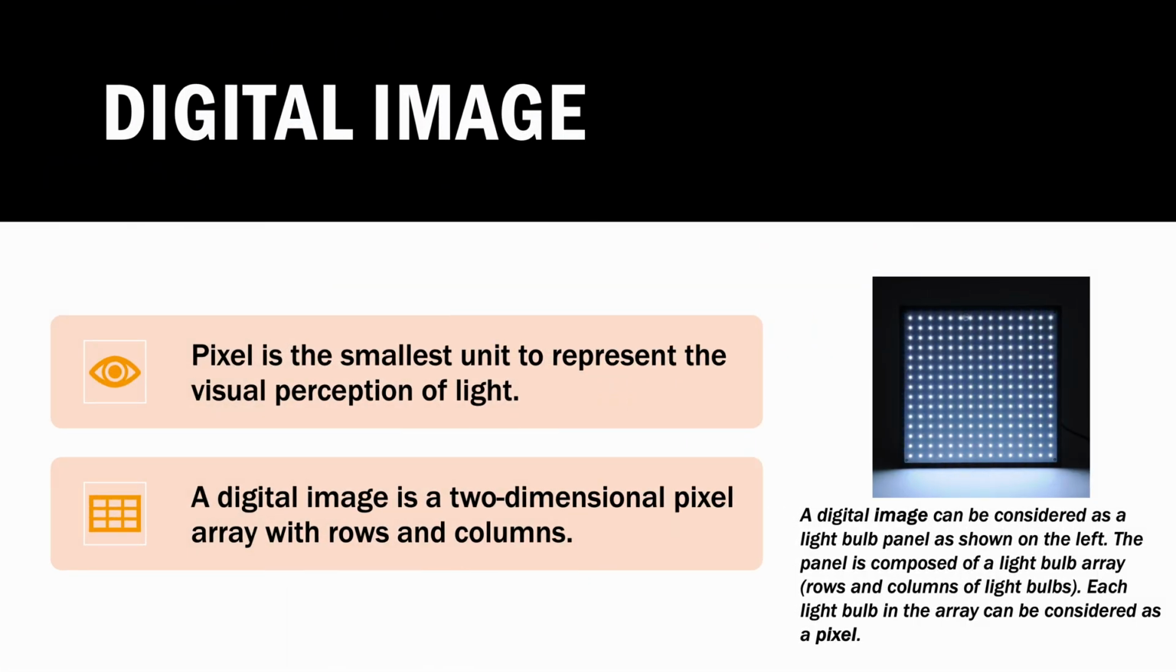A pixel is the smallest unit used to represent the visual perception of light. When pixels are arranged in rows and columns, they form a two-dimensional array, which is the foundation of a digital image. The photo on this slide shows an LED panel made up of many tiny light bulbs. You can think of each bulb as a pixel. On its own, a single bulb doesn't tell you much. But when thousands of bulbs are lit together in different patterns, they create an image that we can recognize. In the same way, millions of pixels combine to form the digital images we capture with cameras and view on our screens.